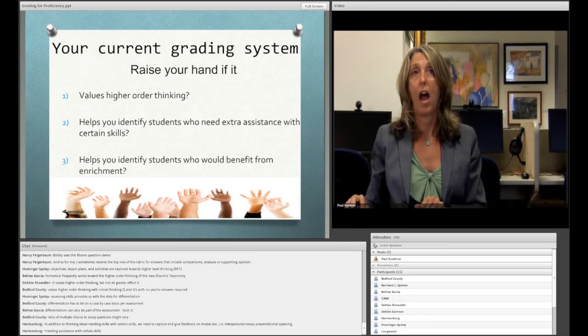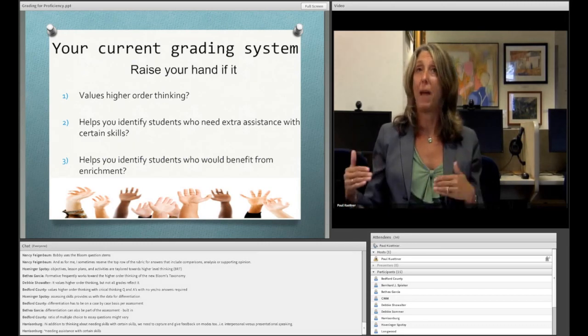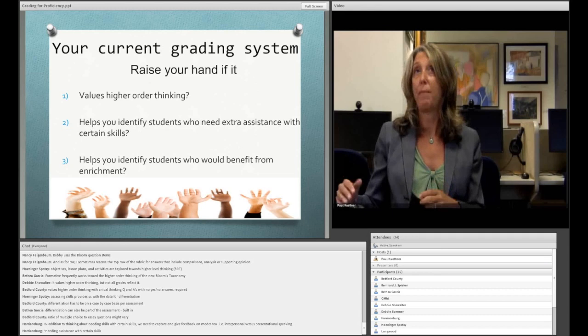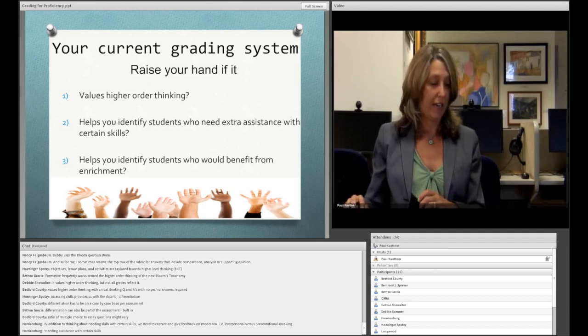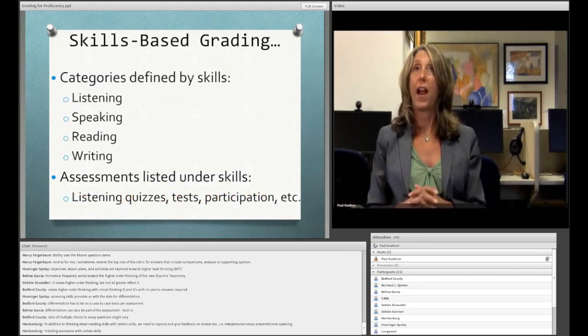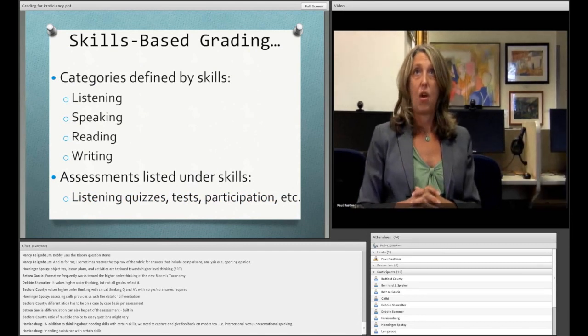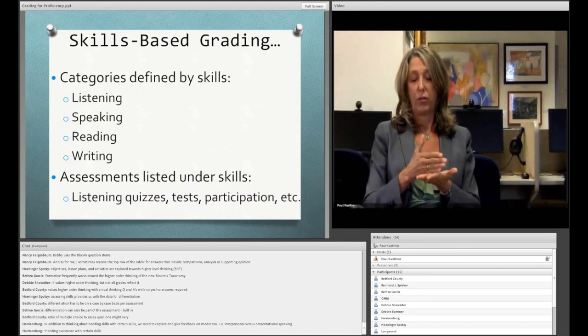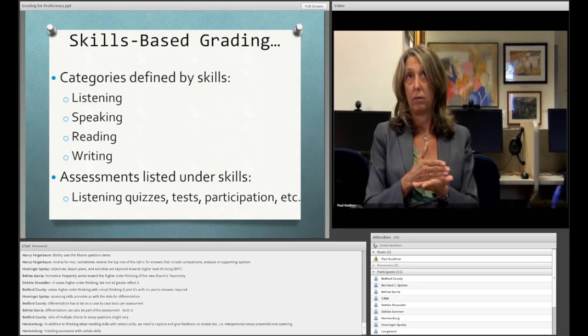Okay. I'm going to move on. I think that you've spent enough time thinking about how you currently grade, and we can move on to perhaps skills-based grading. And this would be a grading system that parses out the grades by skill.